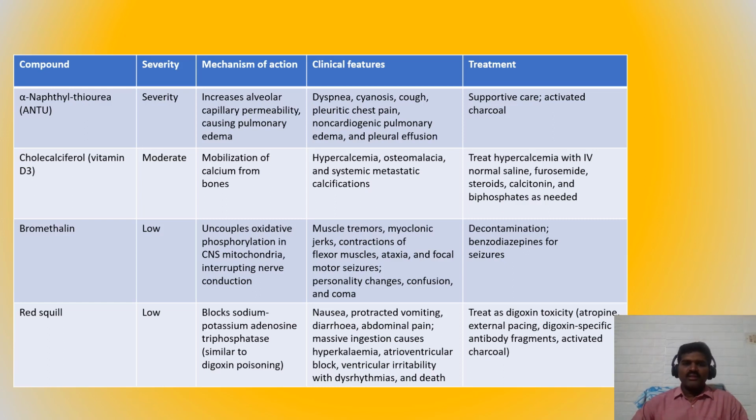Red squill toxicity is low. It blocks sodium potassium adenosine triphosphatase, similar to digoxin poisoning. Nausea, protracted vomiting, diarrhea, abdominal pain. There can be hyperkalemia, atrioventricular block, ventricular irritability with dysrhythmias, which result in death. Treat just like digoxin toxicity. Atropine, external pacing, digoxin specific antibody fragments, and activated charcoal can be tried.